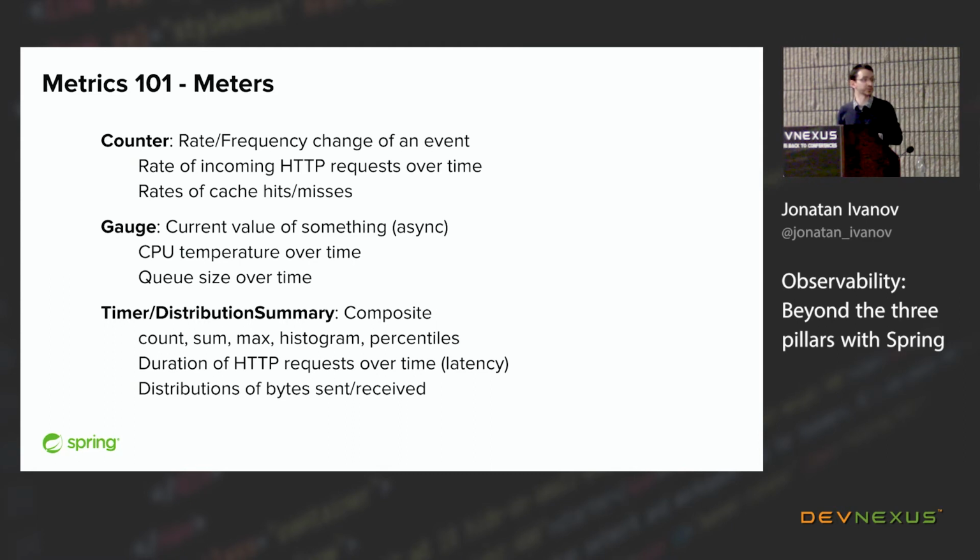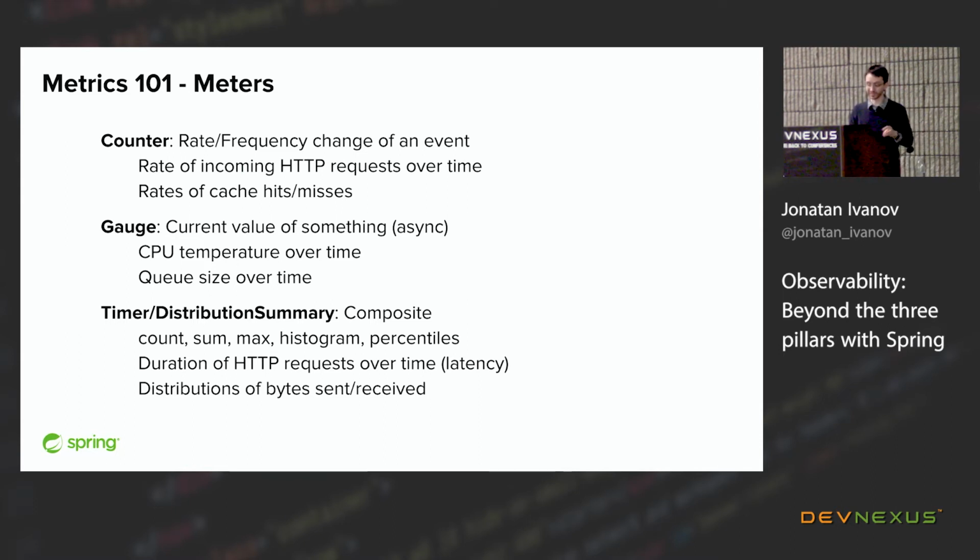The other type that you can use, and it is one of the basic types, is a gauge. Gauge is basically showing you a current value of something. For example, the CPU temperature over time, or queue size, or whatever, like a room temperature. There are many, many use cases here.